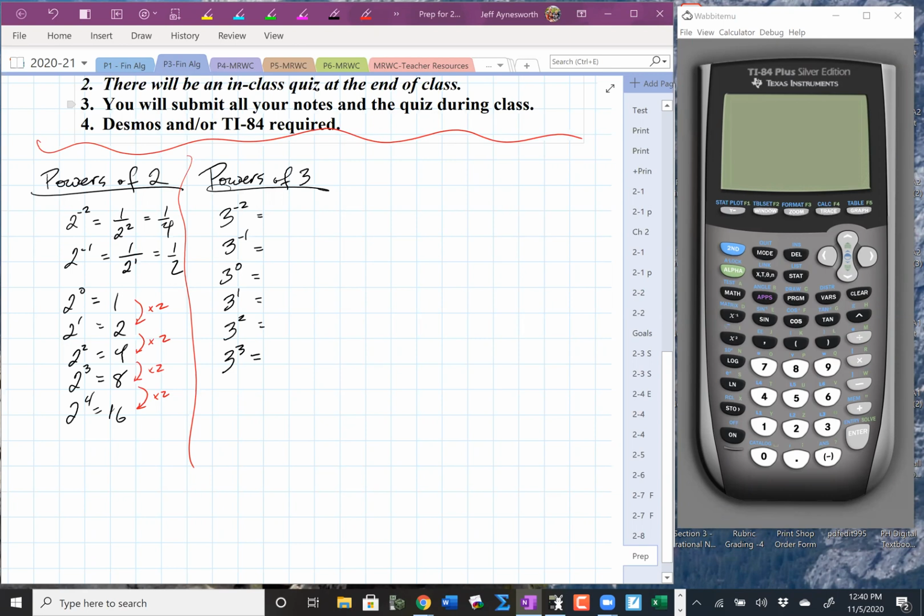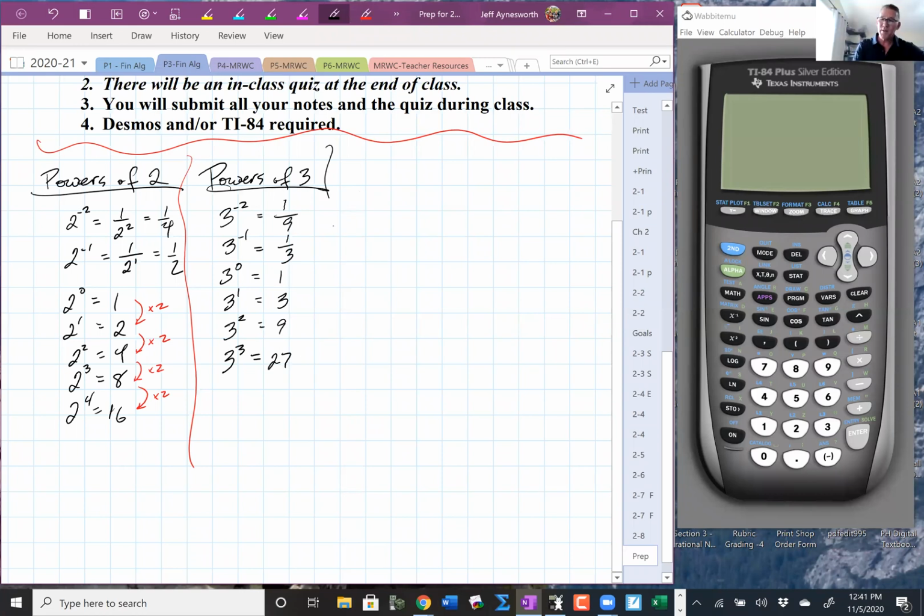3 to the negative 2 is 1/9. Keep going. I'll just write as you speak. 3 to the negative 1 is 1/3. 3 to the 0 power is 1. 3 to the first power is 3. 3 to the second power is 9. And 3 to the third power is 27. You're awesome. Thank you. All right.